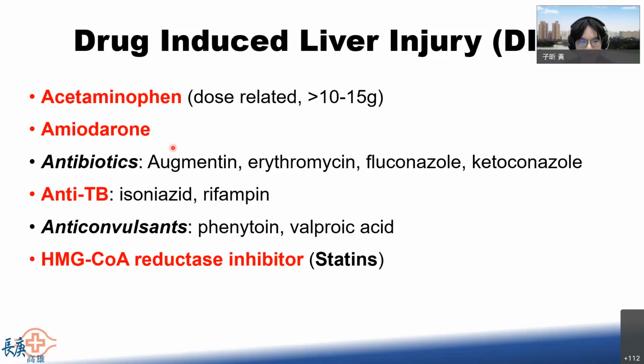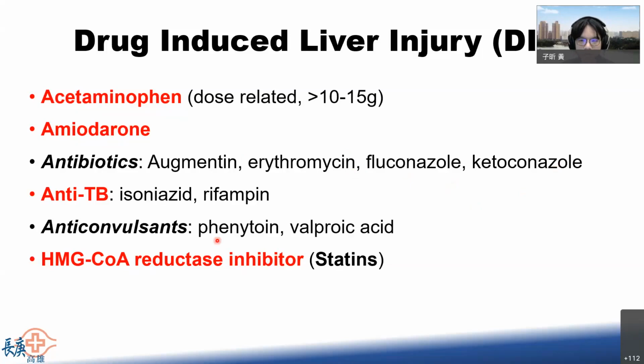Another drug is amiodarone. Amiodarone is a very common drug used in arrhythmias, for example, atrial fibrillation. It might cause drug-induced liver injury in some patients. And another very, very famous drug that causes hepatotoxicity is anti-TB drugs such as isoniazid and rifampin. Other antibiotics such as augmentin and erythromycin are commonly prescribed, but may cause hepatotoxicity in some patients. And also the antifungal agents are metabolized in the liver as well. So these may cause hepatotoxicity in some patients as well.